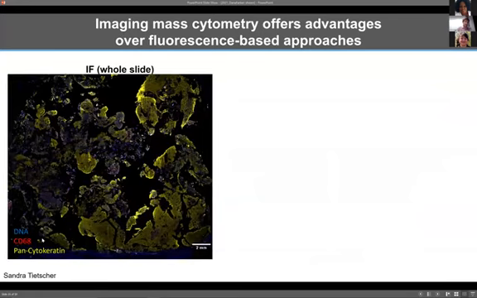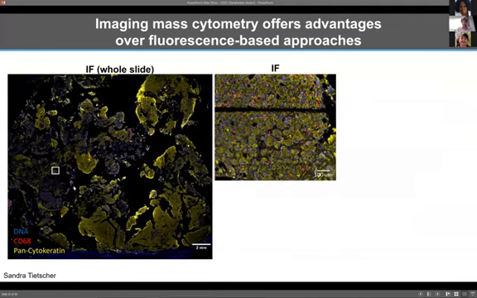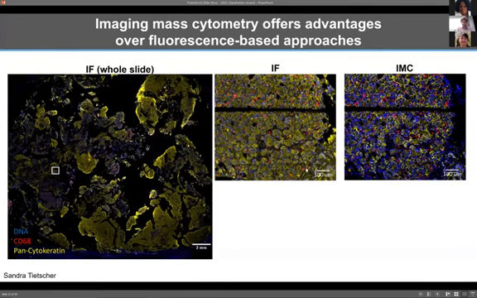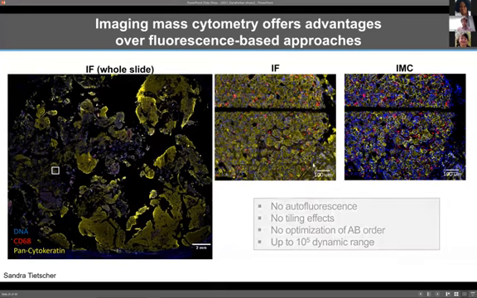Here you see a whole slide scan using fluorescence microscopy of a bone metastasis of a breast cancer patient. You see in yellow pancytokeratin, in red CD68, and in blue DNA. Now I zoom into this region over here, and we imaged the same region with imaging mass cytometry. Several things become obvious. Here to the upper right, you see lots of signal in fluorescence microscopy, but an absence of signal with imaging mass cytometry. And here we have high levels of autofluorescence in the fluorescent measurement.